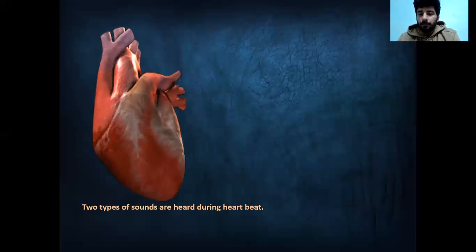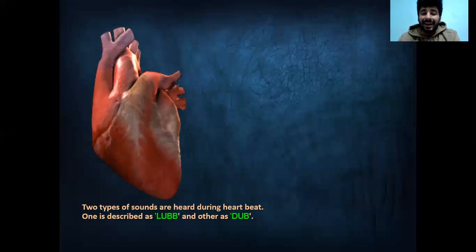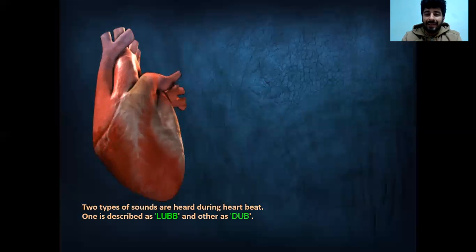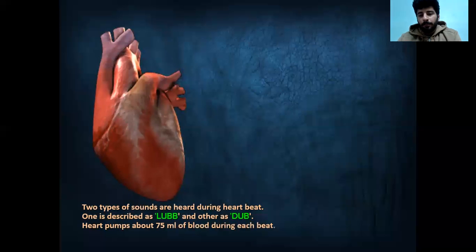The sound that the heartbeat makes is called the lub-dub sound. If you have a doctor around, you can ask for the stethoscope and try to listen to it clearly. It is a similar sound as lub-dub. And the heart is going to pump 75 ml of blood per beat. So you can imagine that in a minute it pumps so much blood, and in the entire day it pumps that much more blood.